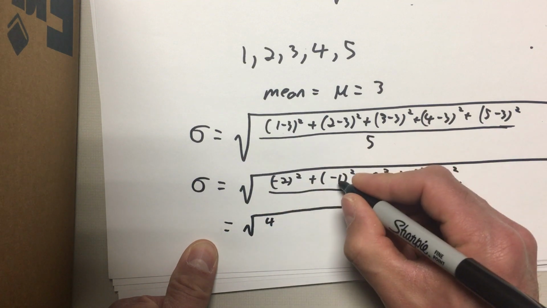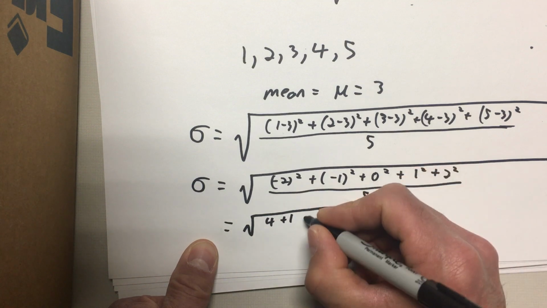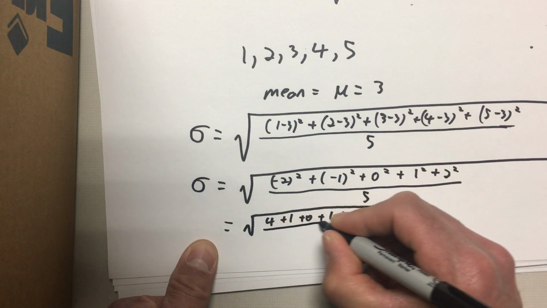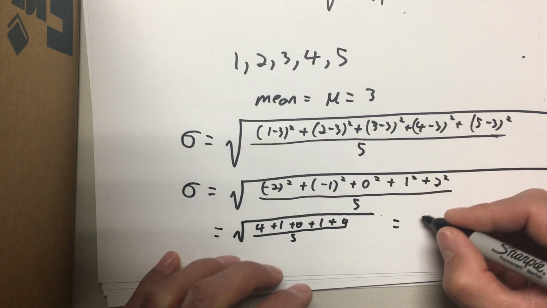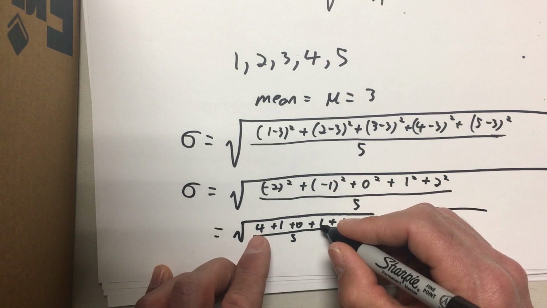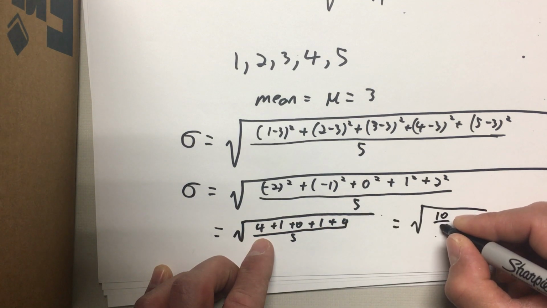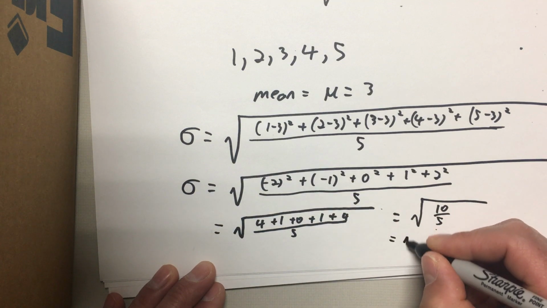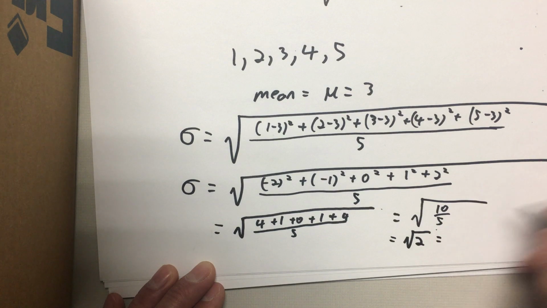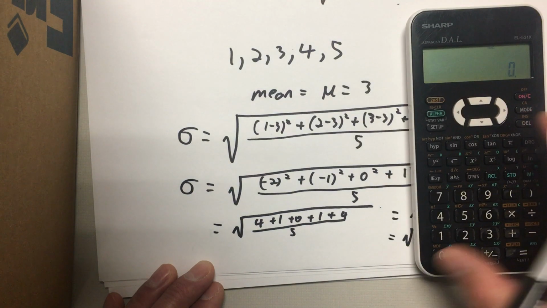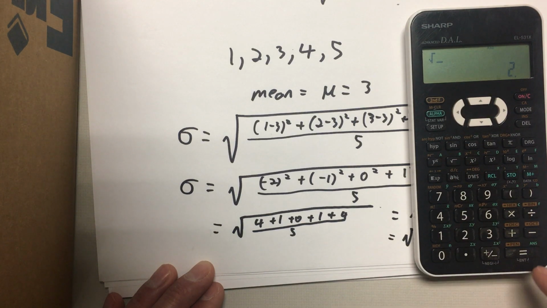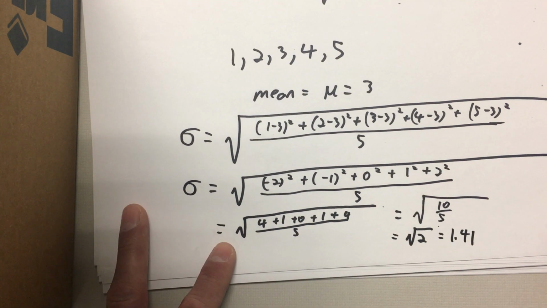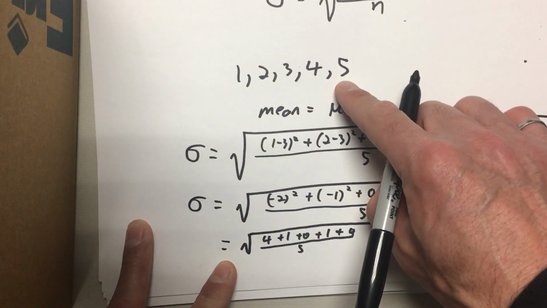Negative 2 squared is 4. Negative 1 squared is 1. 0 squared is 0. 1 squared is 1. And 2 squared is 4. And all of that's divided by 5. 4 plus 1 is 5, plus 5 is 10. So that's 10 divided by 5, which is 2. So I want the square root of 2, and the square root of 2 is about 1.4. And let me just find it exactly. Square root of 2 is 1.41. So 1.41 is the standard deviation of this set of numbers.